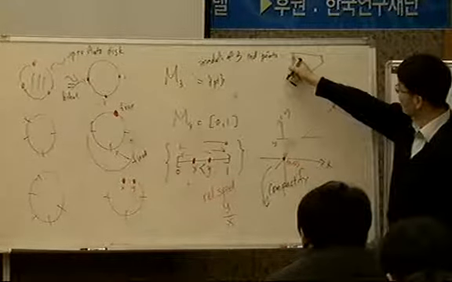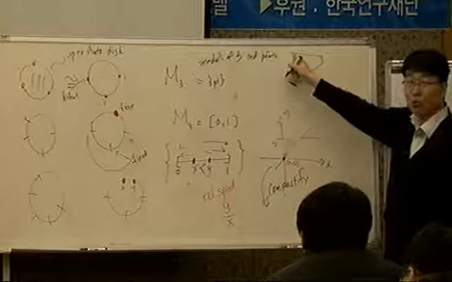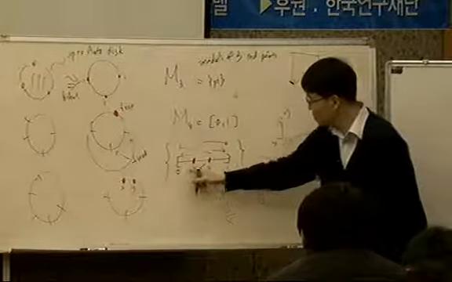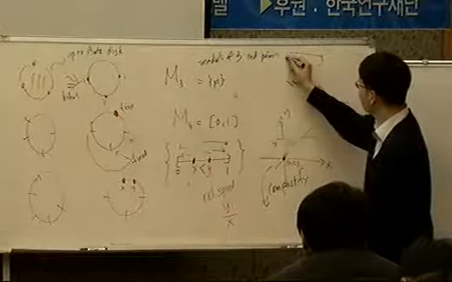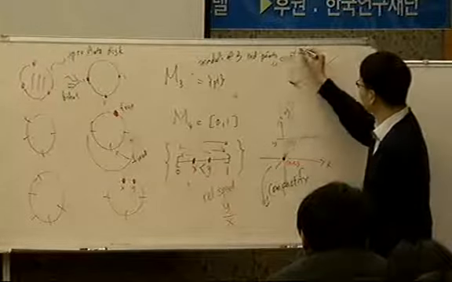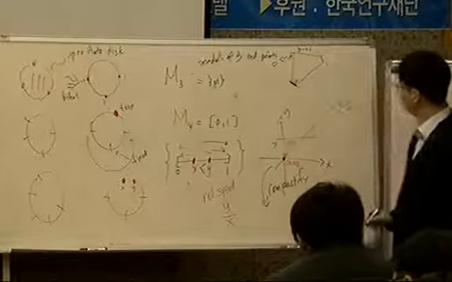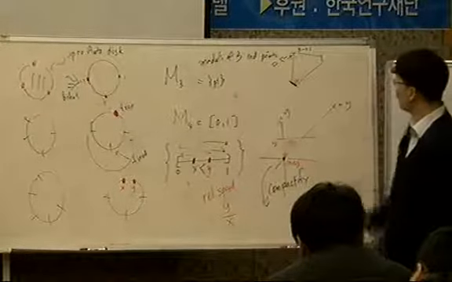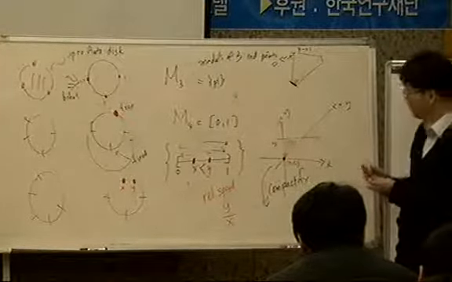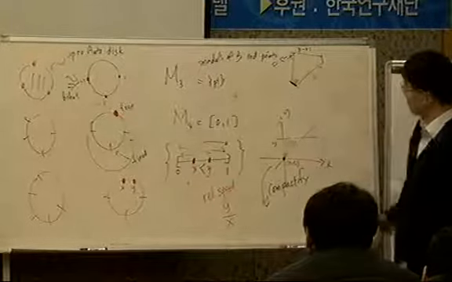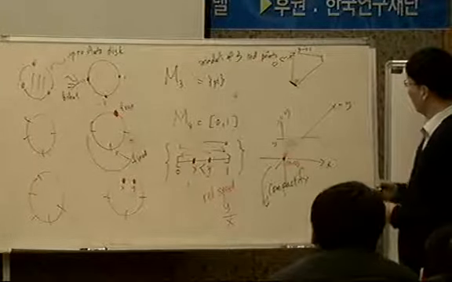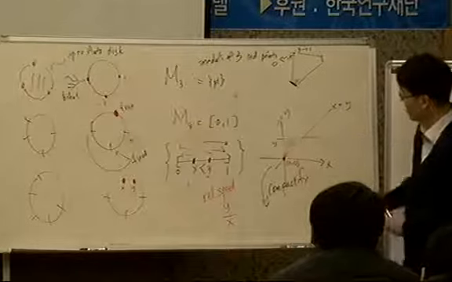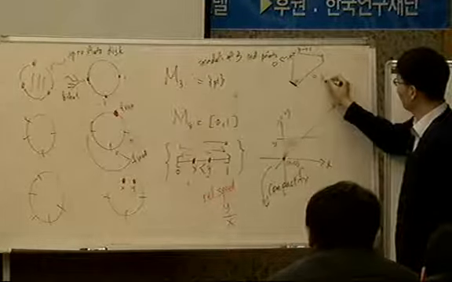Now, how about this point? At this point, there is no collision, because X goes to 0 and Y goes to 1. So there is no collision, and we don't need to compare the speed. So we get this pentagon. Okay, so this is M5.